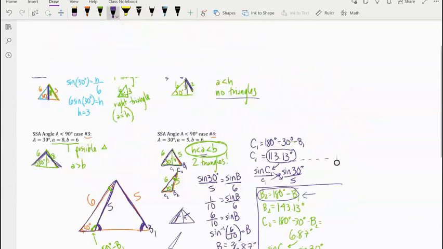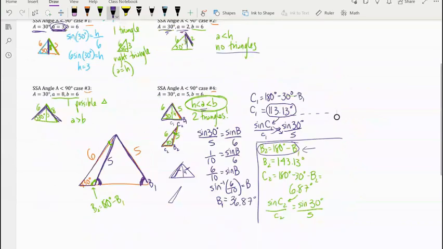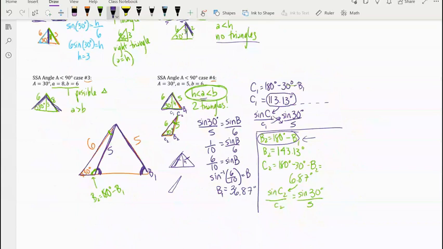I think that's it for the ambiguous case. Again, once you figure out how many triangles there are, you're just using law of sines. You're just using that formula, cross multiply, solve. You should be in degrees mode, and I think that's pretty much it for these types of problems.